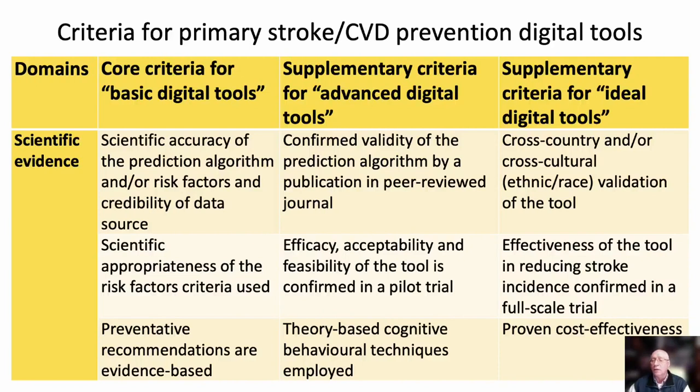Here you can see the criteria for various levels of scientific evidence, ranging from the scientific accuracy of the prediction algorithm to evidence of cost-effectiveness from a full-scale randomized controlled trial. Obviously, criteria for an ideal digital tool must include criteria for basic and advanced digital tools.